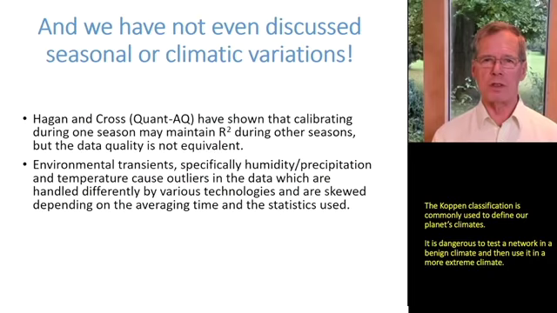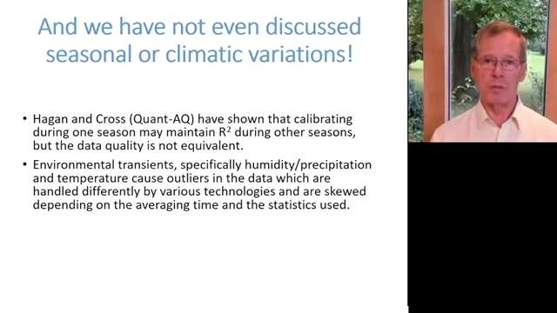Hagen and Cross showed that when they calibrated their sensors during one season, when they then tried to apply those calibration coefficients in another season, although the R-squared remained the same, the data quality changed. Furthermore, temperature and humidity rapid transients can cause problems in sensors, and you must be aware that different manufacturers of low-cost air quality networks do different tricks. Some of them will smooth it, some of them will try to analyze it and correct it, and others will simply cut out transient data. Just know what you're dealing with.